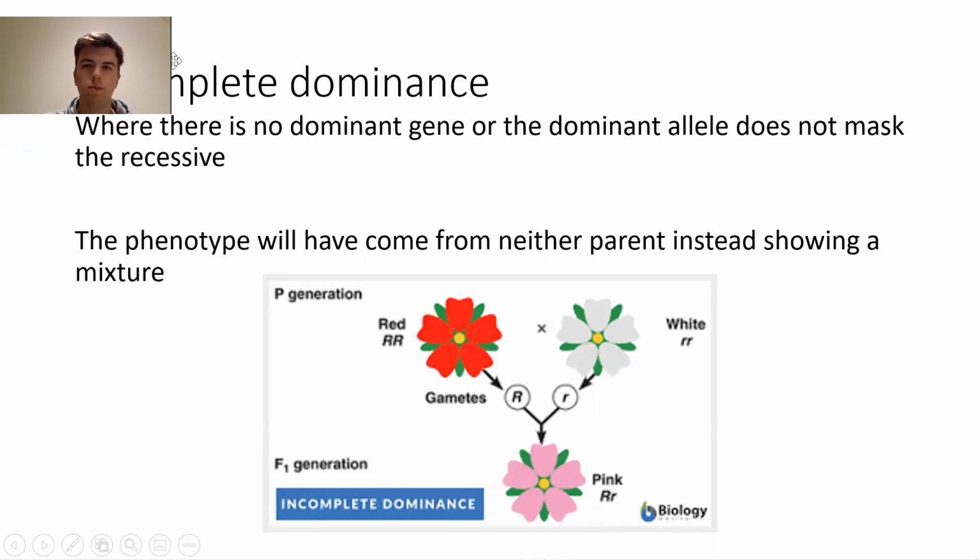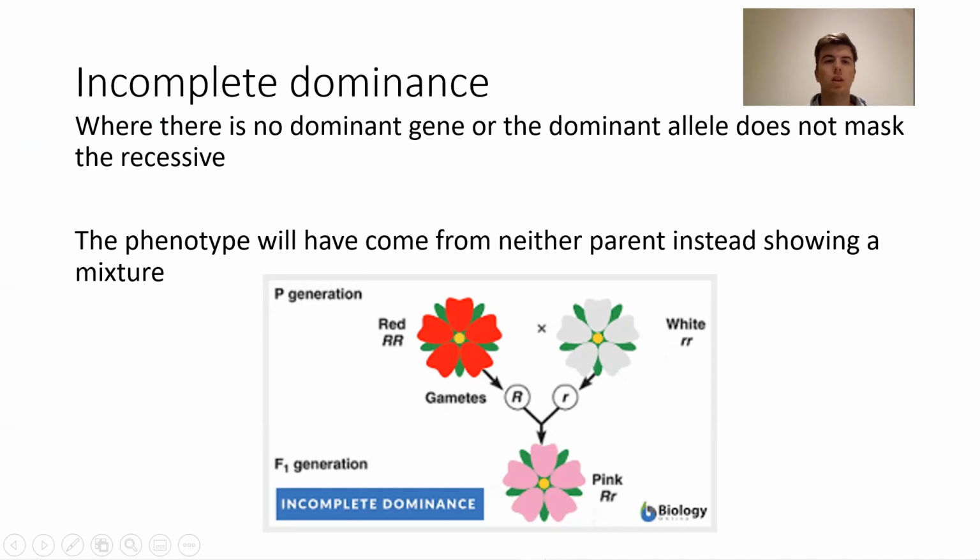So first of all, we'll be looking at incomplete dominance. This is where there is no dominant allele, or the dominant allele does not mask the recessive allele. The phenotype will come from neither parent, so it won't look the same as either parent, but it will show a mixture of both parents.